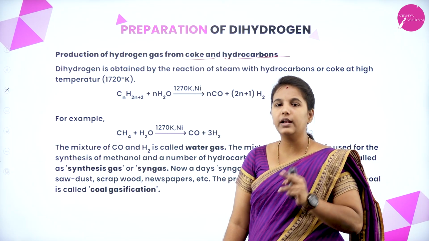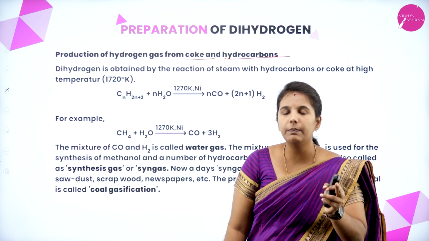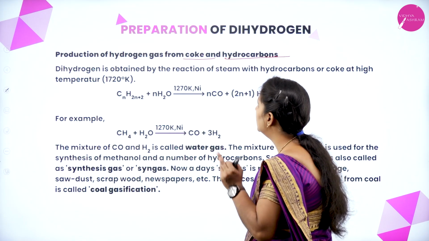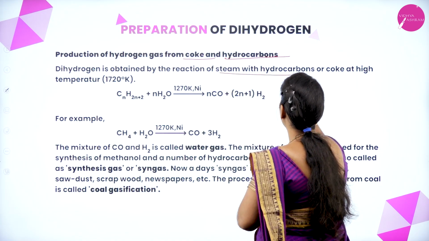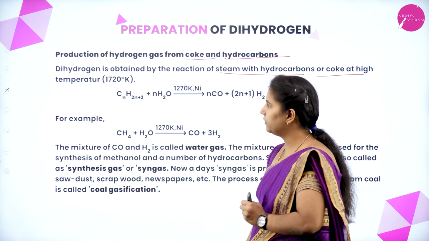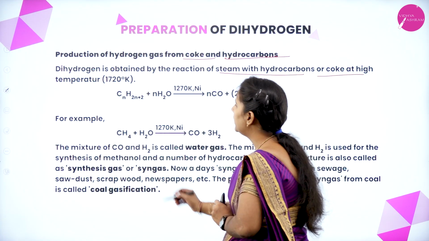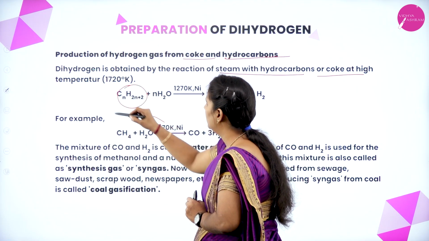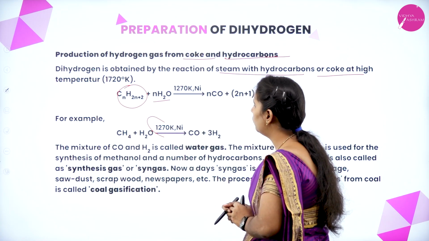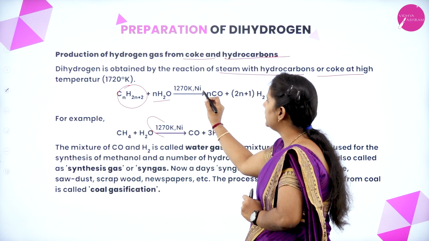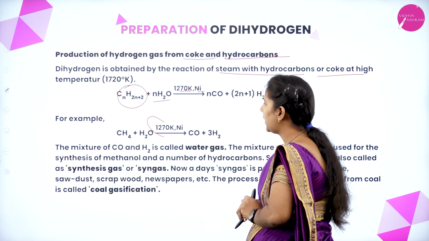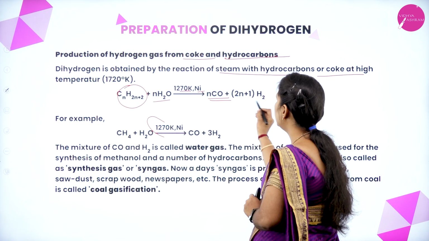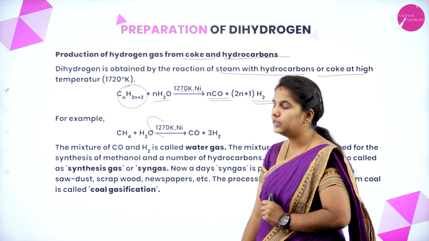By using coke and hydrocarbon, how do we prepare the hydrogen gas? Let's see now. Dihydrogen is obtained by the reaction of steam with the hydrocarbon or the coke at very high temperature. Here I have considered the hydrocarbon, which is allowed to react with a water molecule. So, in presence of nickel as a catalyst at very high temperature, it gives us what? Carbon monoxide with the formation of hydrogen gas.